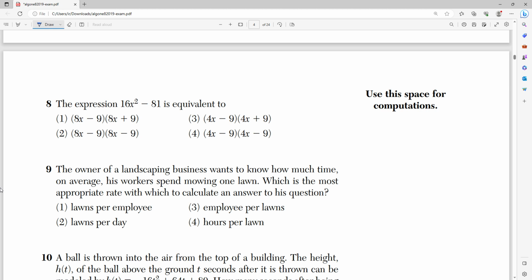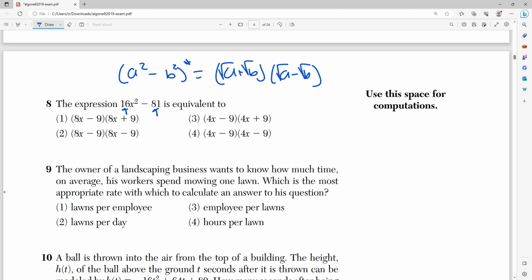I think it's important for you to remember this one rule. a squared minus b squared is equal to a plus b times a minus b. What this means is whenever you have two perfect squares, right? Perfect square, 16 is a perfect square, 81 is a perfect square. You could rewrite it as the square root of a plus the square root of b and the square root of a minus the square root of b, right?